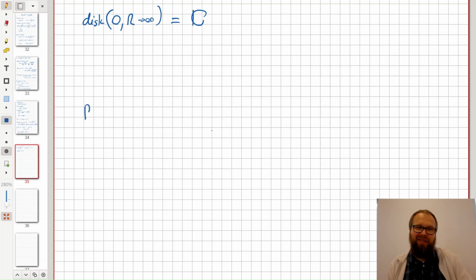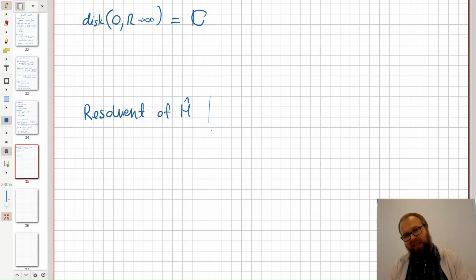So there is this thing called the resolvent of H, which is the symbol. This is a symbol, okay? And it's defined by a series, the von Neumann series, if you want to check it out for yourself.